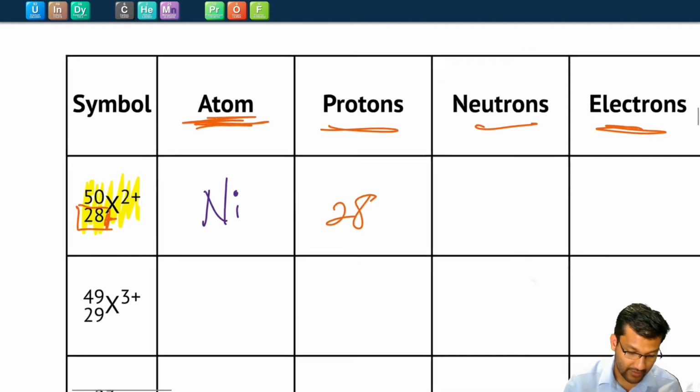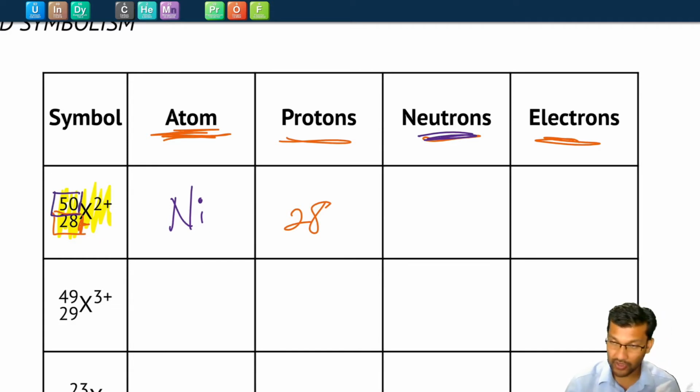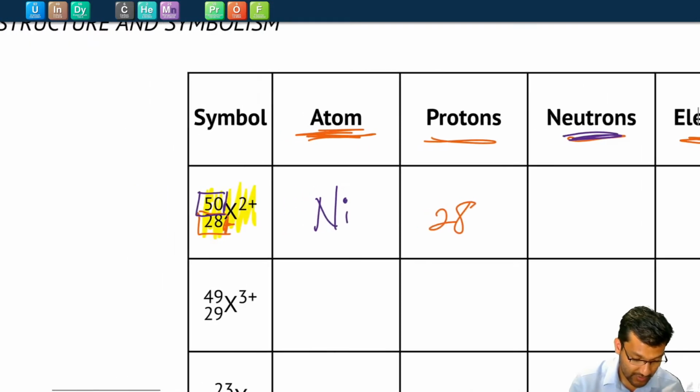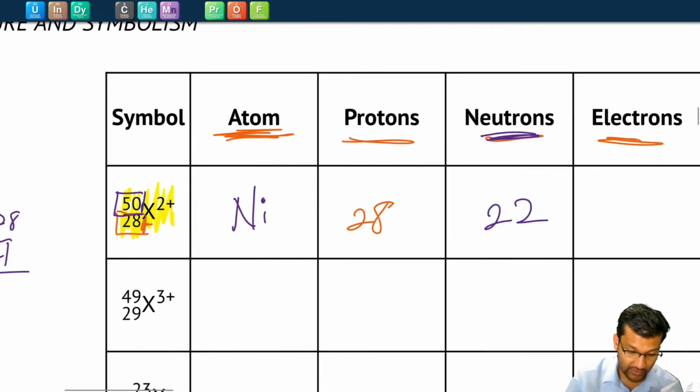All right. Now, let's figure out the number of neutrons. Well, we know that the mass number, which is in the upper left, is the number of protons plus the number of neutrons. So to get the number of neutrons, we just take 50 minus 28, which should give us 22 as the number of neutrons. And you can just verify 28 plus 22 is 50, which is correct.